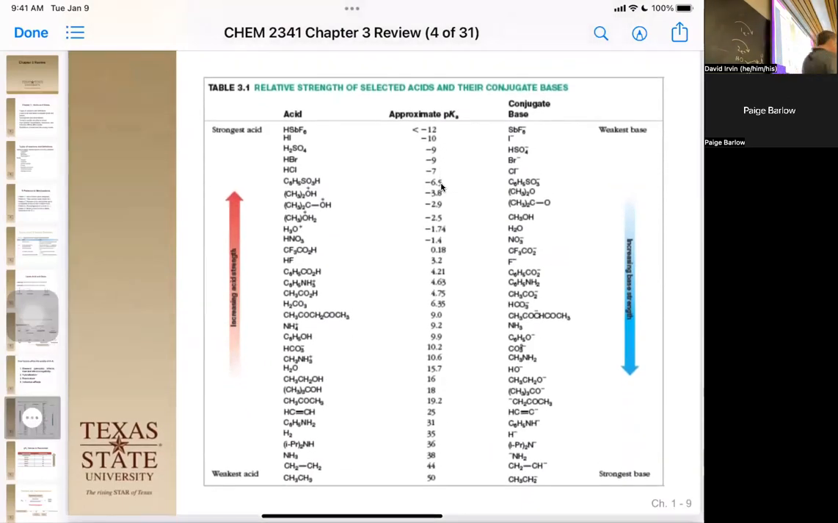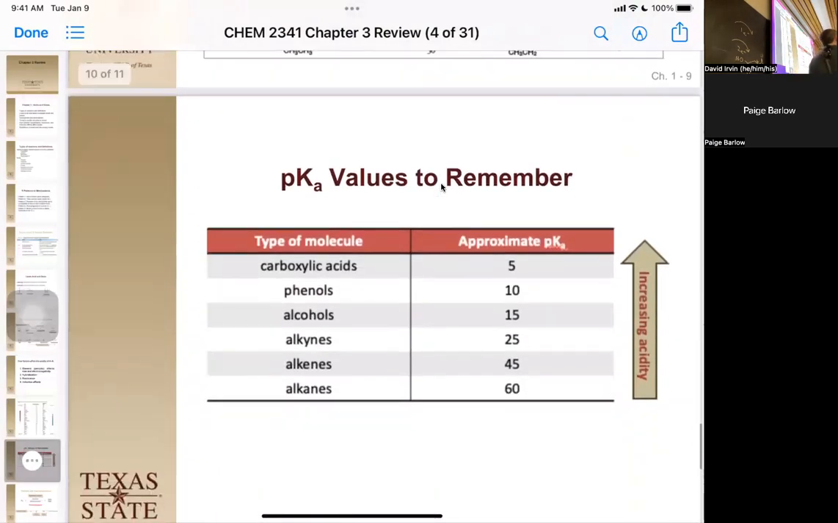Okay, now, do not memorize this chart, but know the trends. Know that as your acidity increases, your basicity decreases, okay? But you should know these by class.